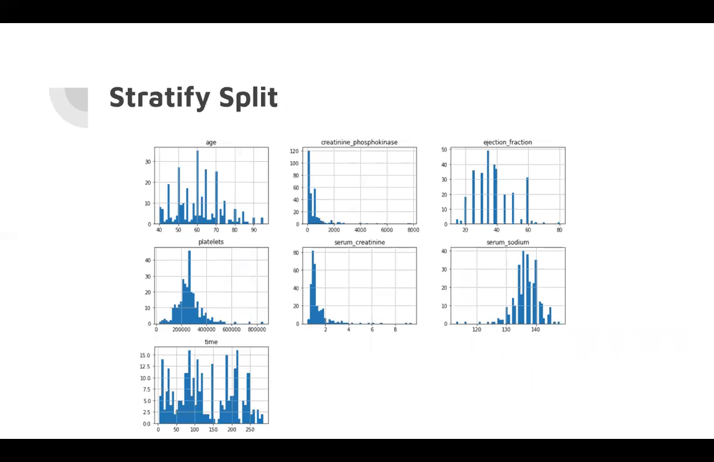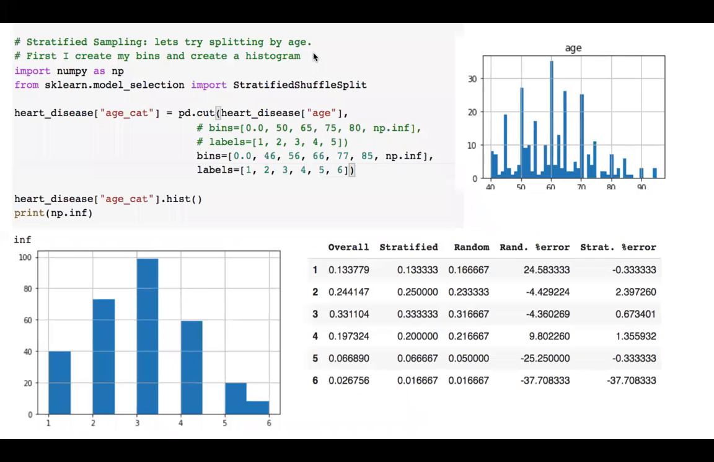So next I created my histograms to examine the distribution of my data. I decided that the distribution of age is what would be more representative of my population in real life. So I decided to split by age. And this is just a snippet of code of how I did that. These are my bins, my labels.